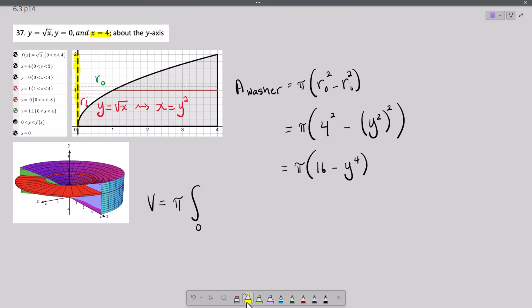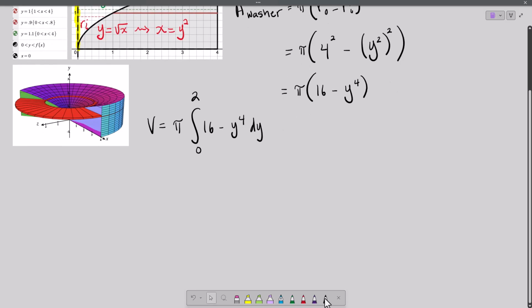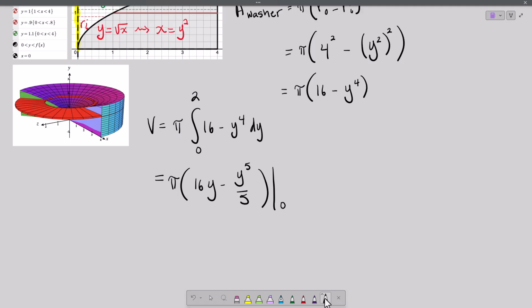All right, so integral 0 up to 2. We have washers for all these y values, 0 up to 2. And then we just integrate our function here. So 16 minus y to the 4th dy. So we'll have 16y minus y to the 5th divided by 5 from 0 to 2. So we'll do the upper limit of integration. So we're going to plug a 2 in there, and that to me looks like 32 minus 32 fifths. And then we plug in the lower limit of integration and get 0.